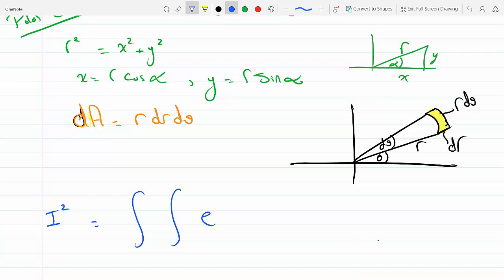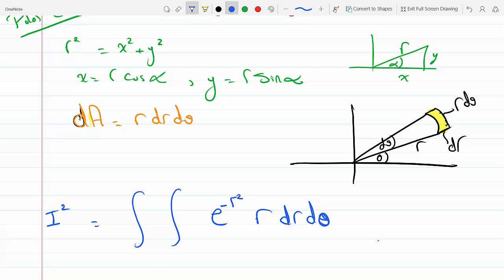We'll get to the bounds in a second. e to the minus r squared, because x squared plus y squared is r squared, and dx dy, which is dA, we said becomes r dr d theta. Okay, now let's look at the bounds.